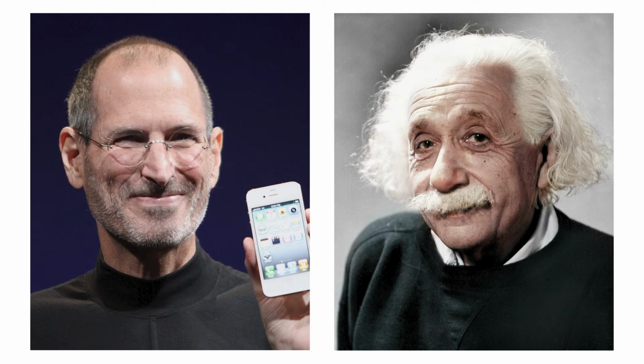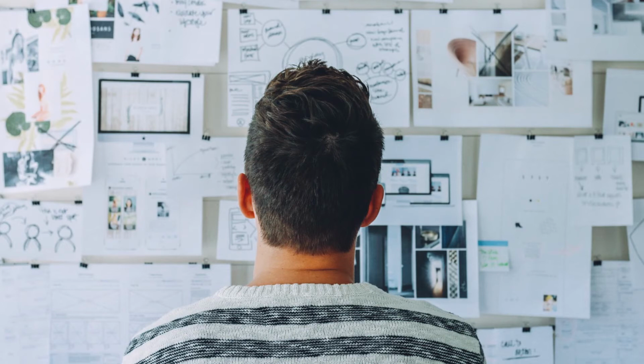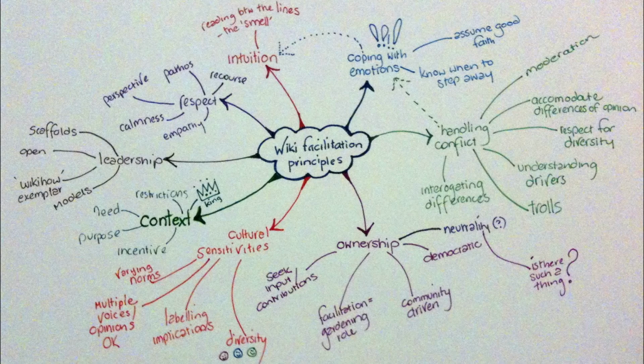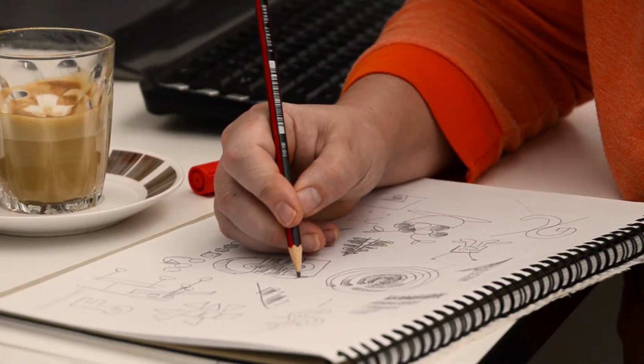Method number 1, go for a walk. Creative people from Steve Jobs to Albert Einstein have been great believers in walking, and the science supports them. Stanford University found that walking increases a person's creative output by an average of 60%. Walking is especially helpful in sparking so-called divergent thinking, the kind of uninhibited brainstorming we need at the beginning of a problem-solving process.